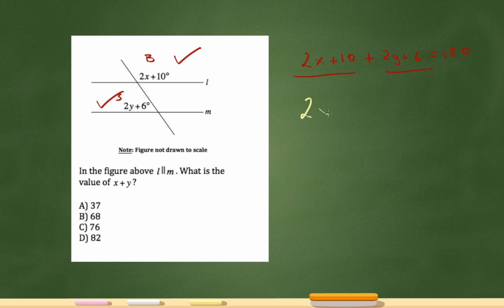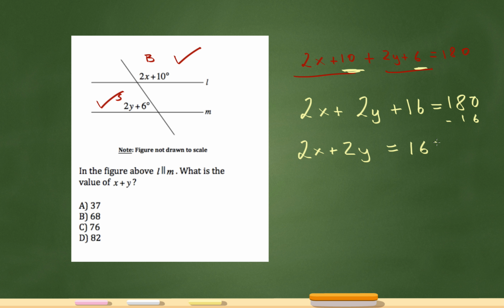And now let's combine the 16 and the 180 by subtracting it on both sides. So minus 16 here, 180 minus 10 is 170, so this should be 164. Yeah, 164, right? Yep, because 180 minus 20 is 160, 180 minus 10 is 170, so 180 minus 16 makes sense. Okay, and now remember, the final question is to figure out what the value of x plus y is. So how can I just get x plus y by itself over here?